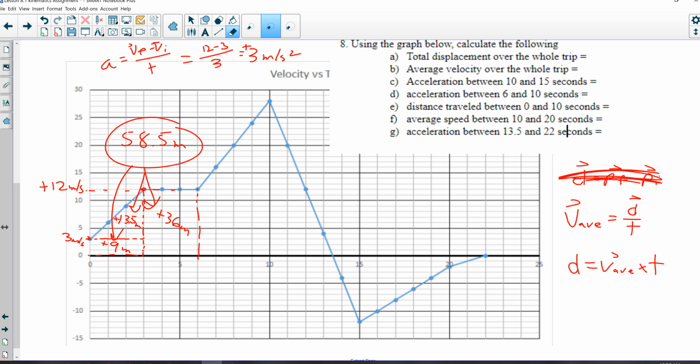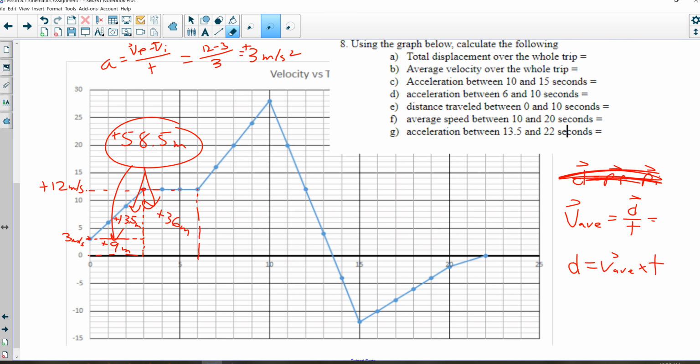Do I have a formula on the board that calculates average velocity? Have I just done all the work for that? I just calculated the displacement between 0 and 6 seconds, positive 58.5. Oops, now it's displacement, positive 58.5. Okay, and that took 6 seconds. What do I do with those two numbers? Just divide them. Yeah, just plug them into this formula.